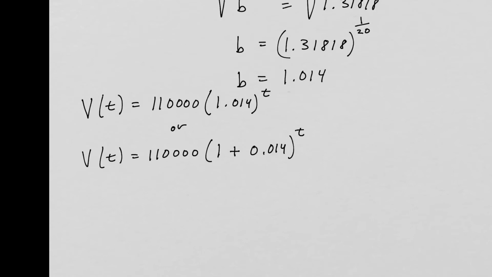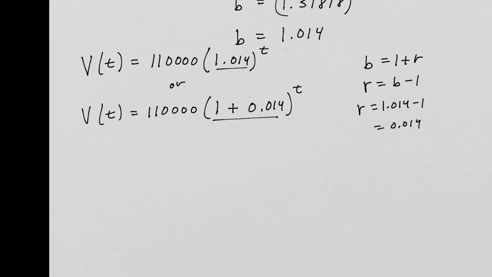Because remember, we know that B is equal to 1 plus R. So if I want to find R, that's got to be B minus 1. So R in this case is going to be 1.014 minus 1, which is just equal to 0.014. This is the same as that. But actually, this tells us what that growth rate is. If we wanted to know R, it's saying that R is 1.4%. That's the growth rate.